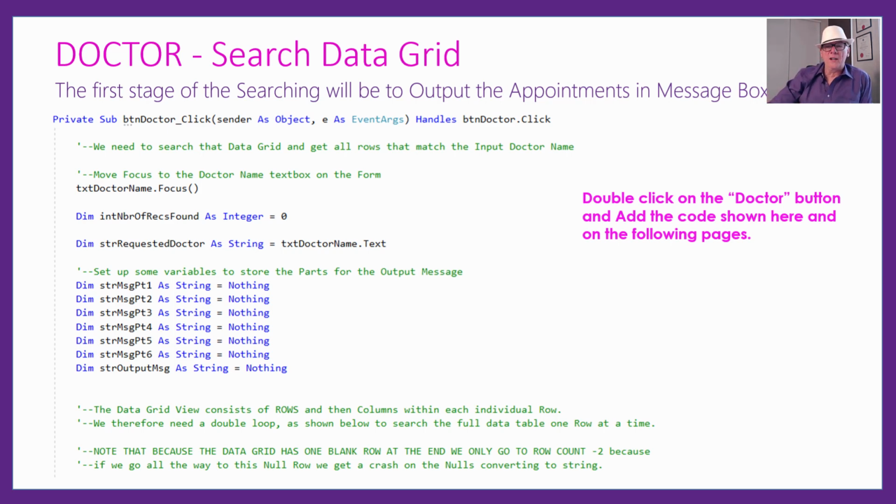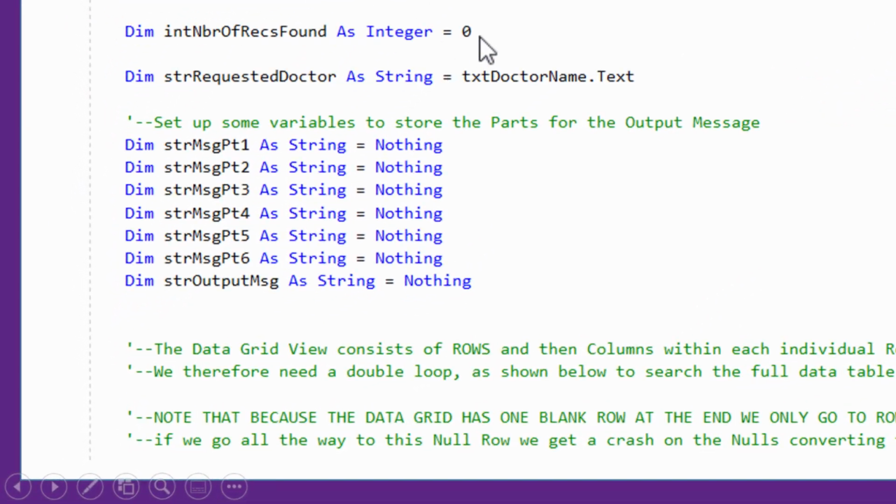All right, so you need to double click on that doctor button that we have in the searching, and we're going to add this code here. So we're just setting up that the number of records we found so far is 0, and we're getting the doctor name off the form there, out of the text box, and just putting that into a program variable called str requested doctor. Now what we're going to do here is just get the search working, but just put out the answers in a number of little message boxes, one after each other, kind of like just testing it to see whether the searching's working. Then we'll look at making the answers look a lot better than just message boxes.